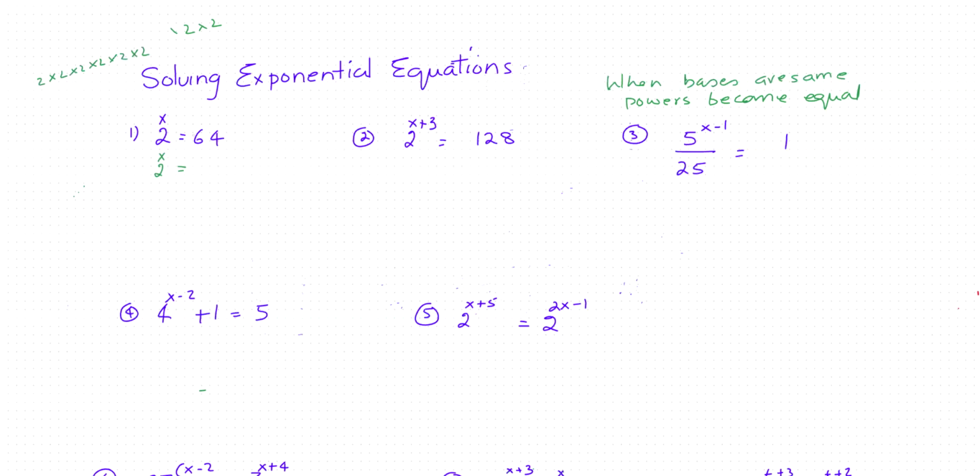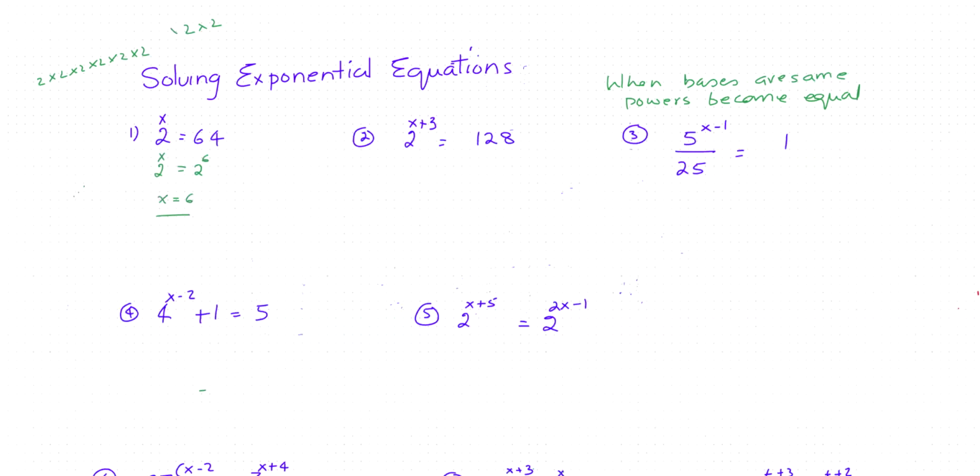Clear? This value equals 64 and the base is the same. So when bases are the same, powers become equal. So here the power is x, here it is 6. So x equals 6. Next question, 2 to the power x plus 3 equals 128.